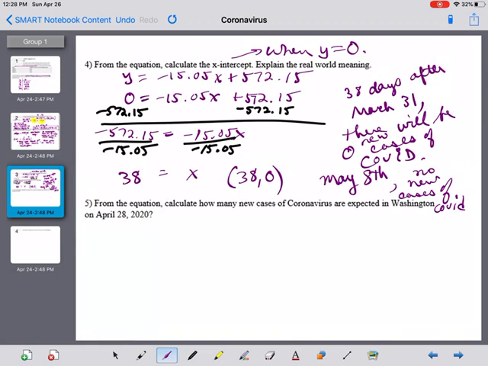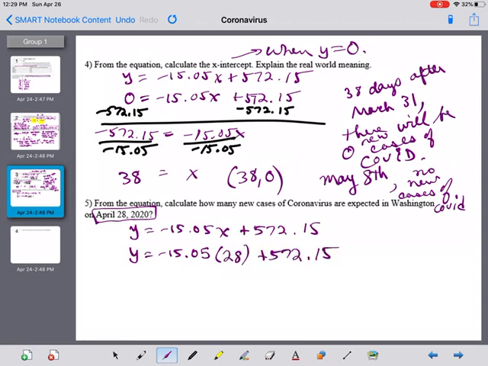Okay? And this is something that might be useful to some people after high school. Okay, so number 5, from the equation, calculate how many new cases of COVID are expected in Washington on April 28th. Okay, so write the equation. So you're using this equation to make predictions. Again, that's not exactly what would happen, but it is an estimate. So is April 28th going to be the x or the y coordinate? Oh, x. So x will be 28 days after March 31st.